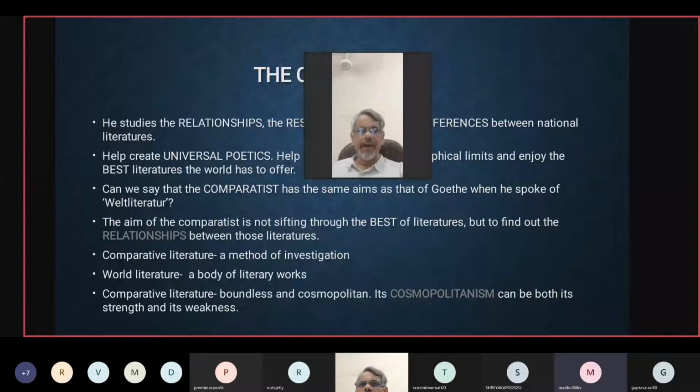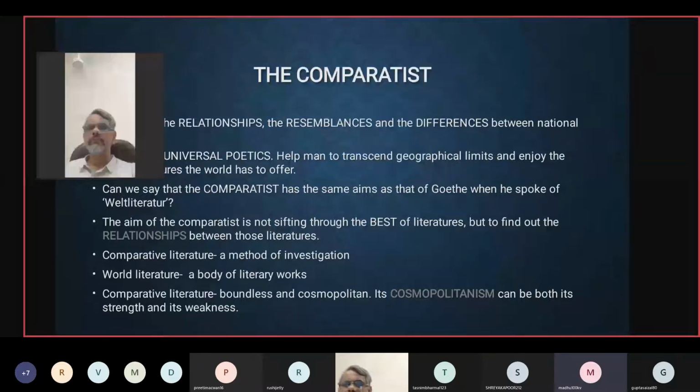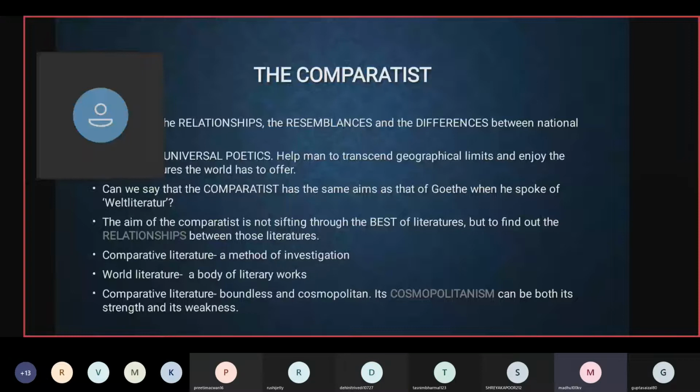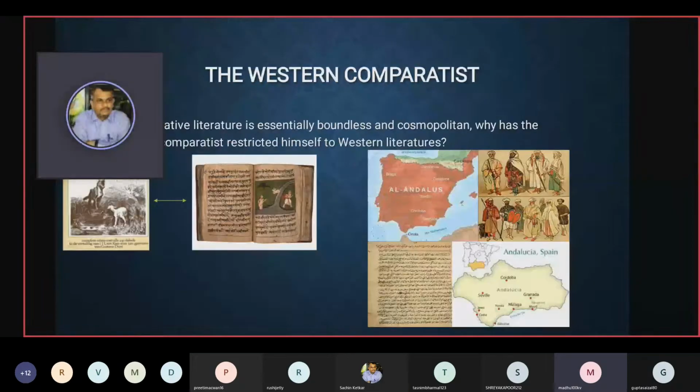So I have mentioned here that comparative literature is boundless and cosmopolitan. These are two integral elements of the premises of comparative literature, and we are going to talk about cosmopolitanism later on. Then Shishir Kumar Das goes on to talk about the Western comparatist.